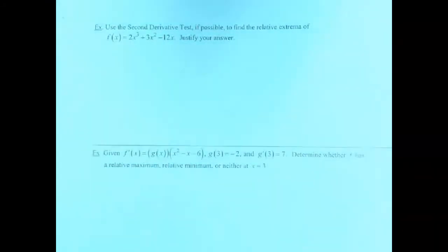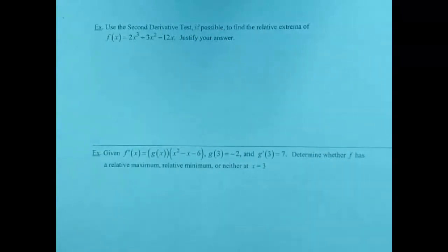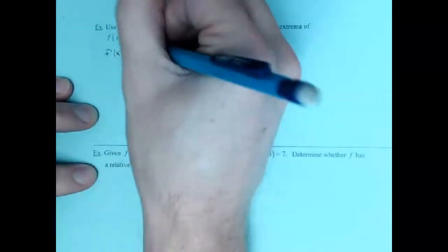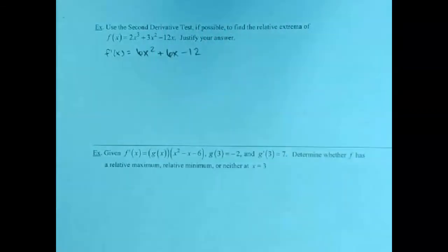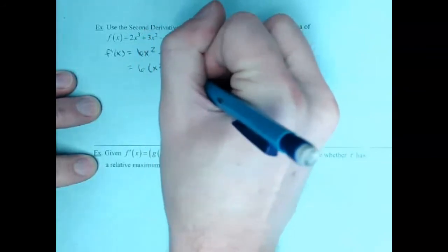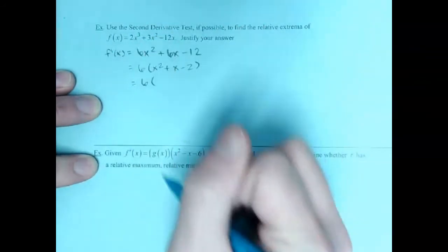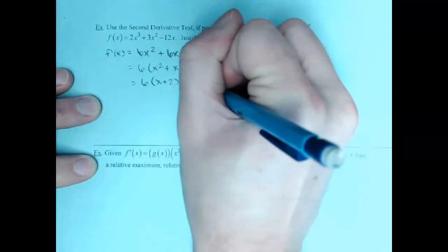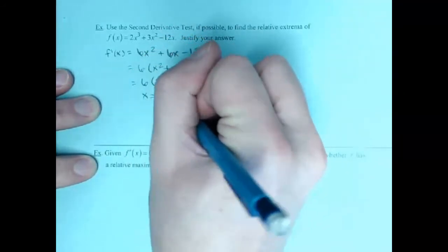So what's different about this example as compared to the previous 2 is that it doesn't hand me the x values for free on a silver platter. I have to find them myself. That's okay. A little bit of extra algebra, that's okay. First thing is to take the derivative, which is 6x squared plus 6x minus 12. So I have to find the critical points myself, so let's factor it. So let's see, I think that's x plus 2 times x minus 1. So then your critical points are negative 2 and positive 1.